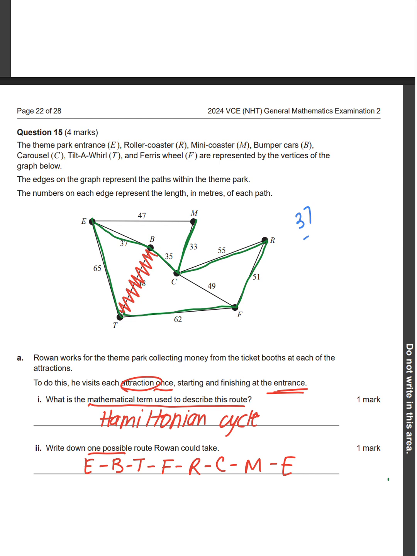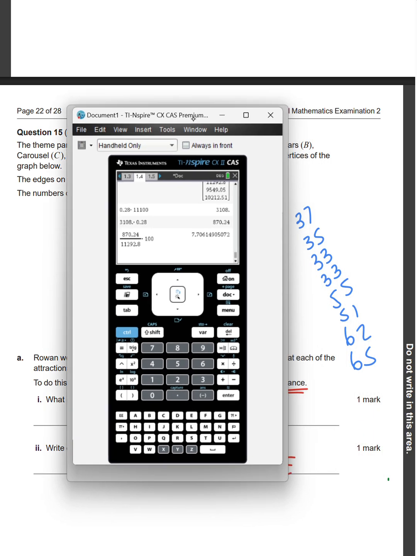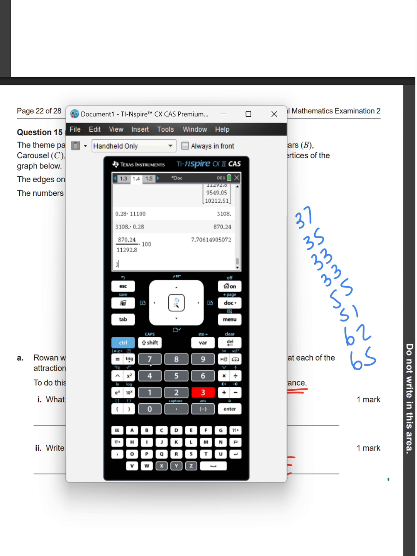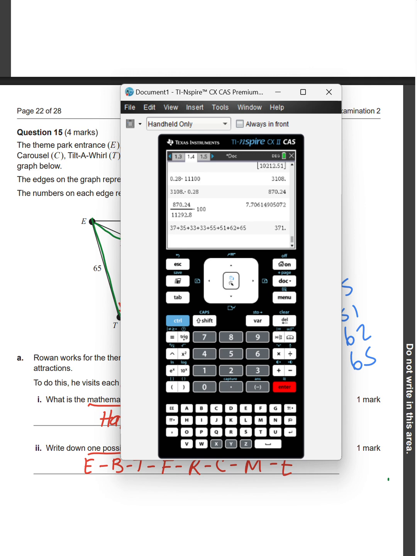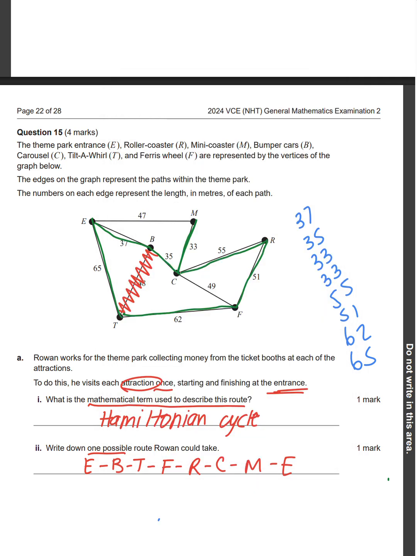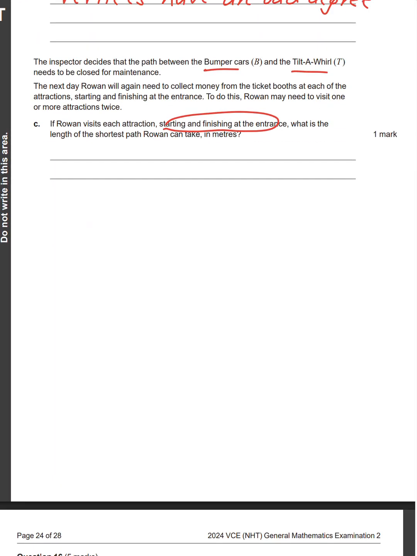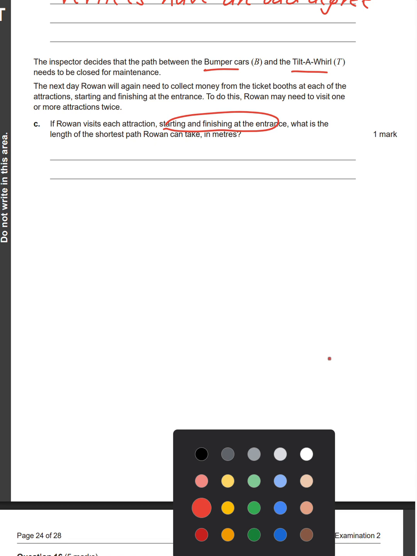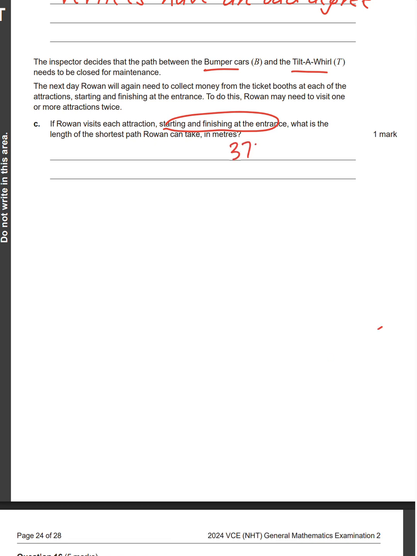So now we just got to add them up. So we've got 37, 35, 33, 33, 55, 51, 62, and 65. Okay, so we're just going to add those ones up. 37 plus 35 plus 33 plus 33 plus 55 plus 51 plus 62 plus 65. We get 371. Now, there is a lot of trial and error when we deal with networks, but pretty confident based on that process that it's going to be 371 meters there.